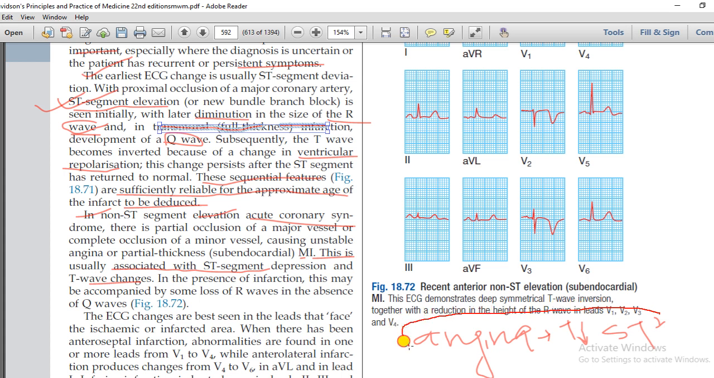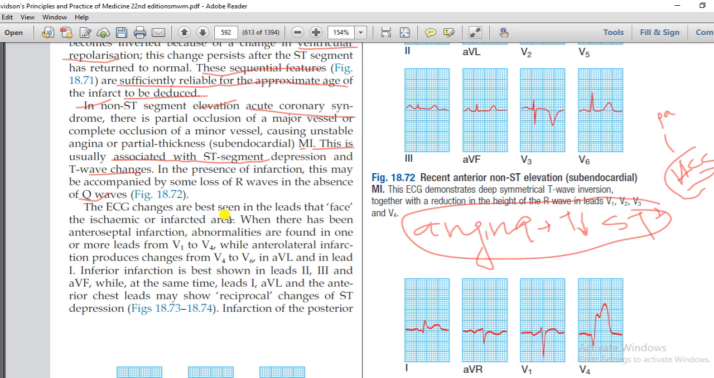The similar phenomenon is seen in case of acute coronary syndrome if it is not that severe. Not severe meaning that the major vessel is partially obstructed and the minor vessel is completely obstructed. And T wave change. In presence of infarction, this may be accompanied by some loss of R wave in the absence of Q waves.